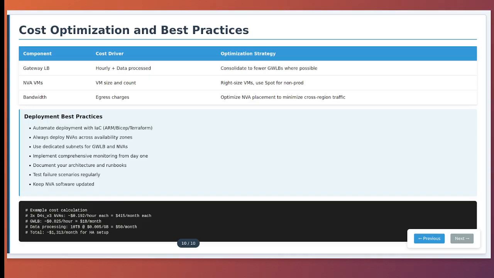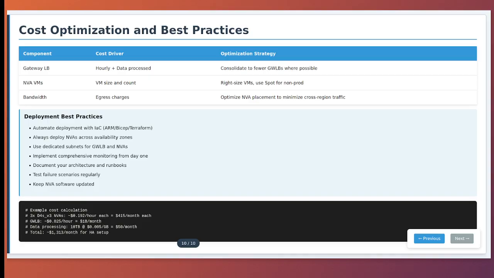Deployment best practices start with automation. Use infrastructure as code, either ARM templates, Bicep, or Terraform, to deploy your GWLB infrastructure. This ensures consistency and makes disaster recovery much easier. Always deploy NVAs across availability zones for redundancy. Use dedicated subnets for your NVAs to simplify network security group rules.